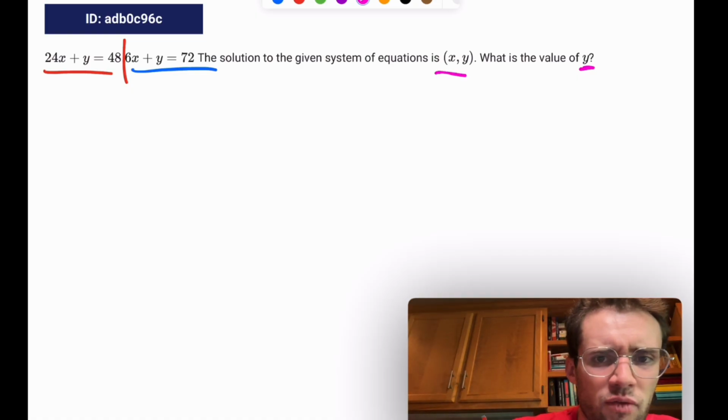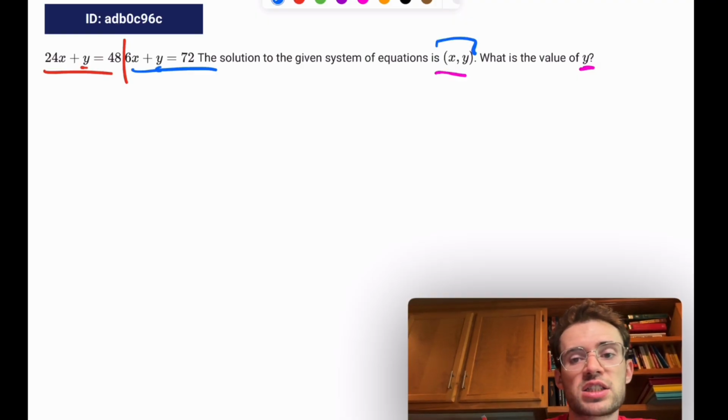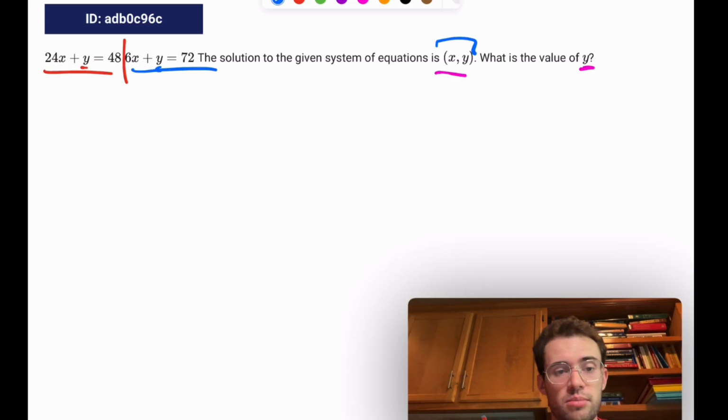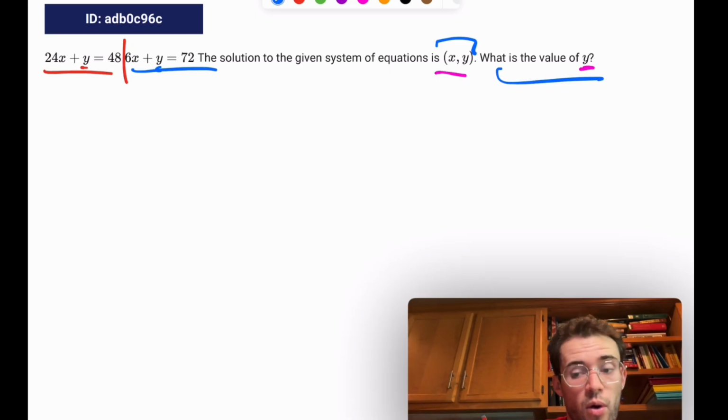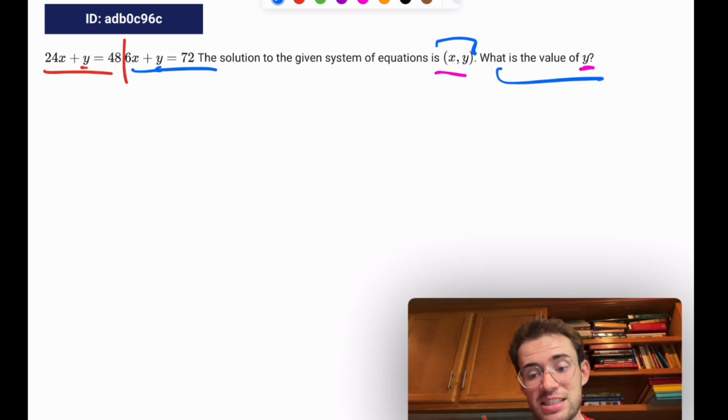In this case, we have y in the first equation, and we have y in the second equation. If you were just solving for x comma y, then you would probably start by multiplying one of the equations by negative 1, every term, just to get rid of the y, and you could solve for x. Since we're trying to solve for y, I'm going to show you how you would go straight to solving for y, which means eliminating the x values.